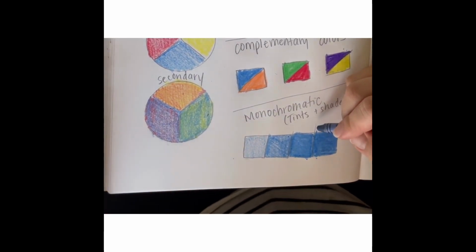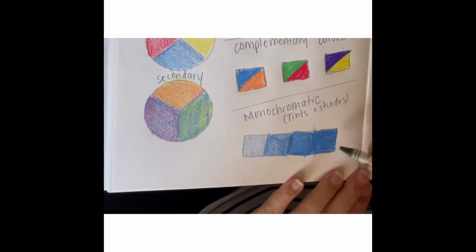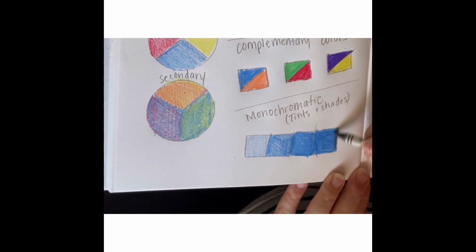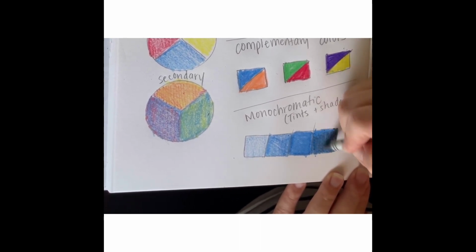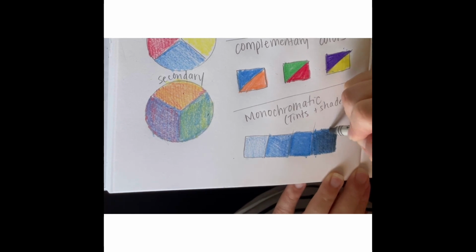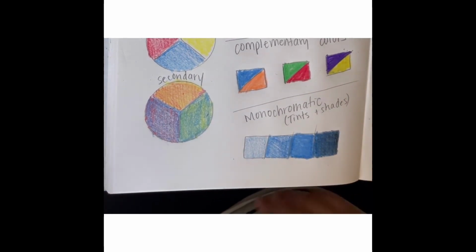So on this last square, I'm going to add a bit of black to create a shade. I'm not going to press too hard because black is a strong color and will over dominate and turn everything basically black. So I'm going in with the black, but I'm not pressing too hard. I'm just doing a light layer, fading it in. And there you have it.